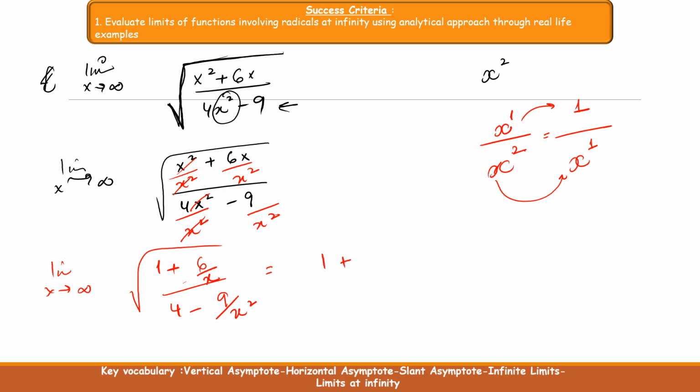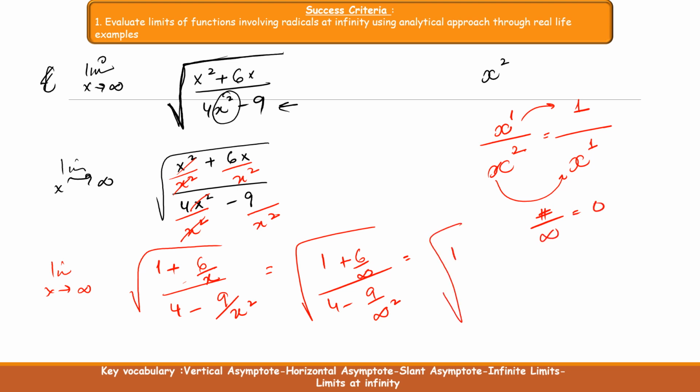So I will write here square root of 1 plus 6 over infinity over 4 minus 9 over infinity square. Now I know that a number over infinity is equal to 0. So I will write now 1 plus 0 over 4 minus 9, where number over infinity is 0. So square root of 1 over 4, which gives me 1 over 2 as my answer. It would be plus minus, of course, because the square root is up, square root is down.